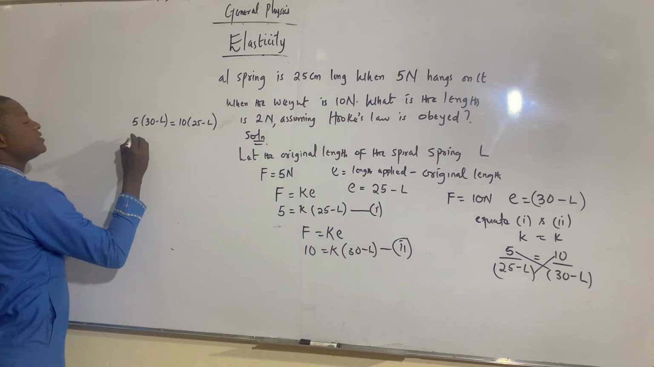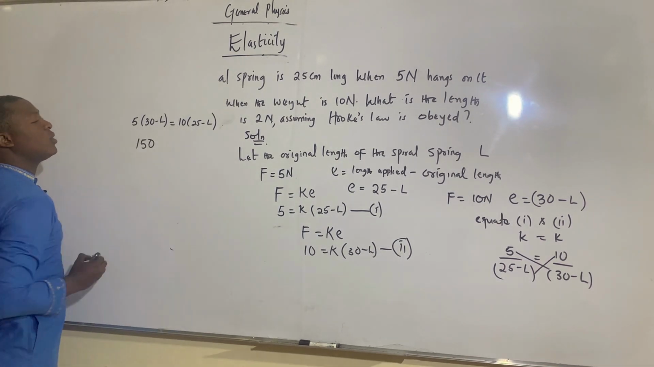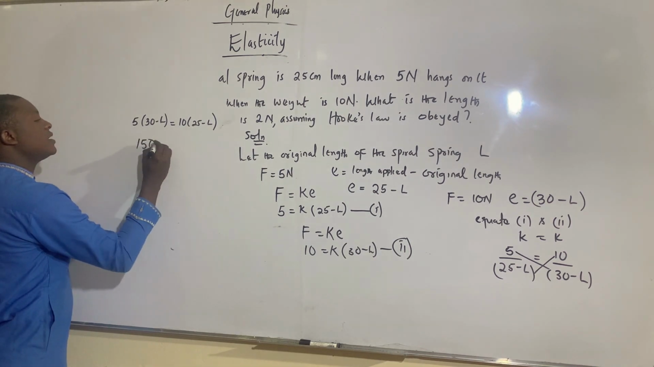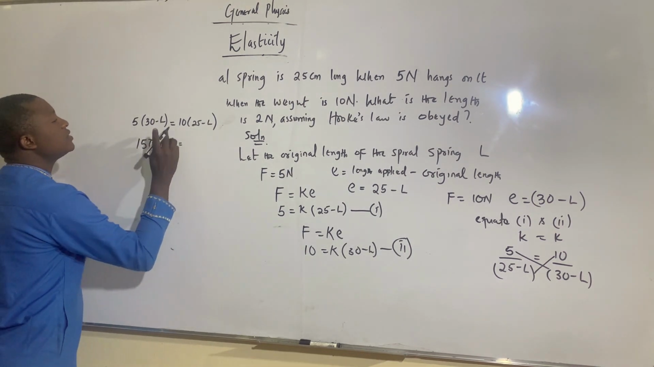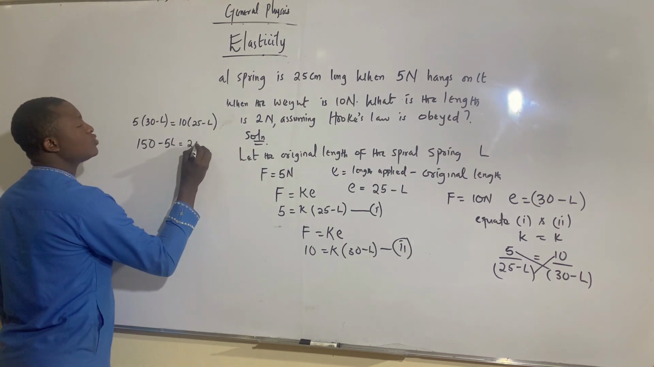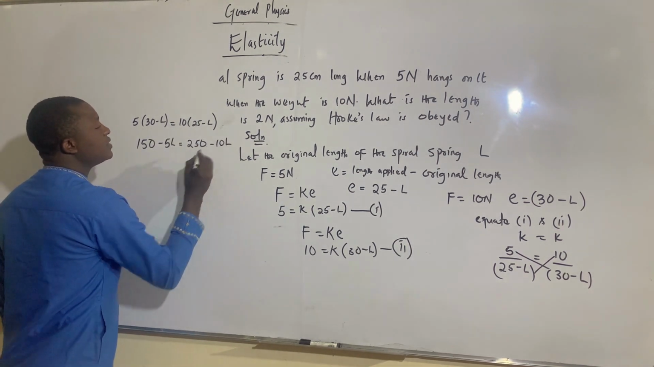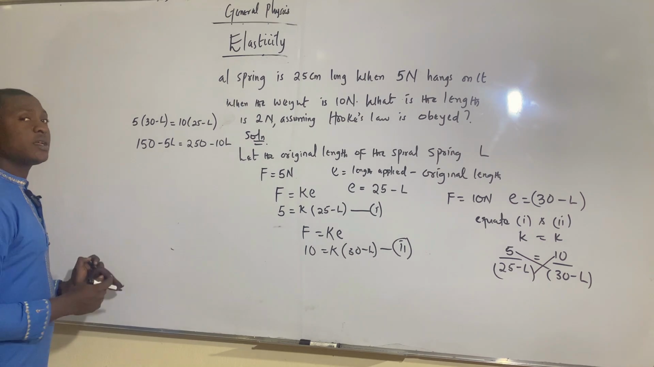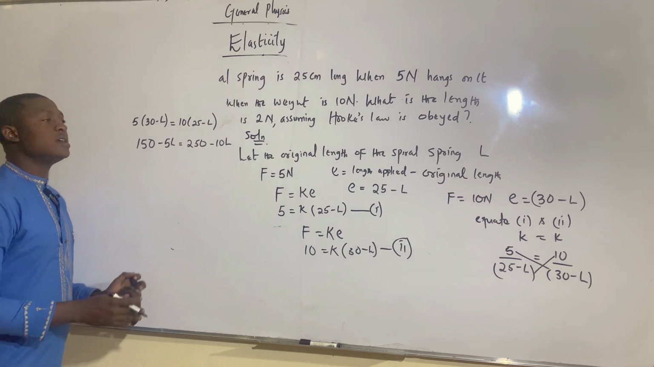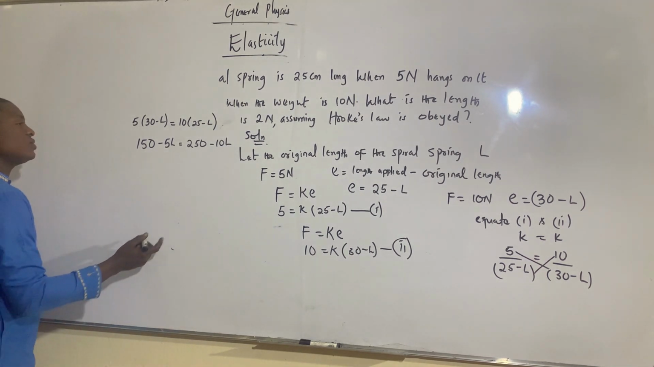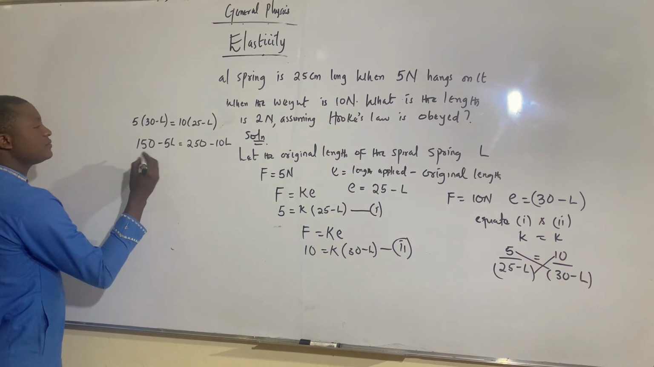5 multiplied by 30, of course, we are going to have 150. 5 times minus L, and we have 5L. 10 times 25, we are going to have 250. 10 times minus L, and we have 10L. So the next step here is to collect like terms: the one with L to one side, the one without L to the other side.